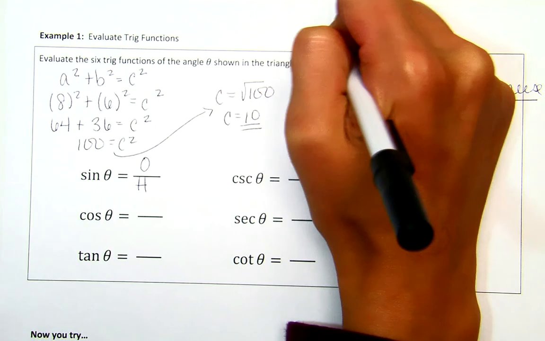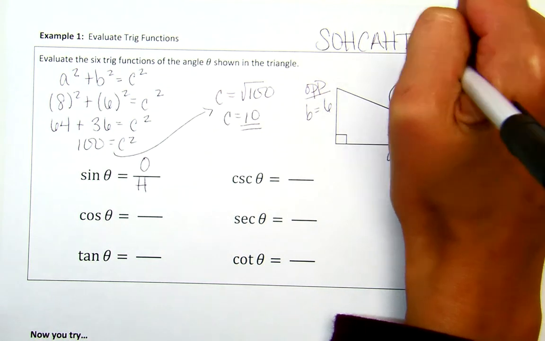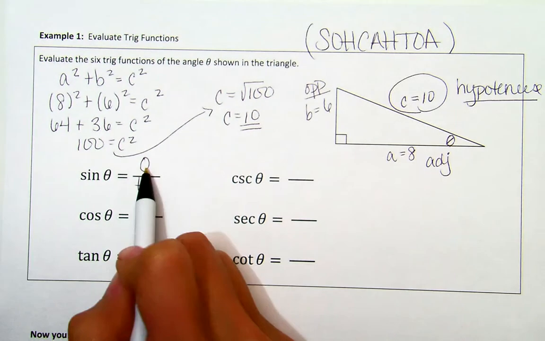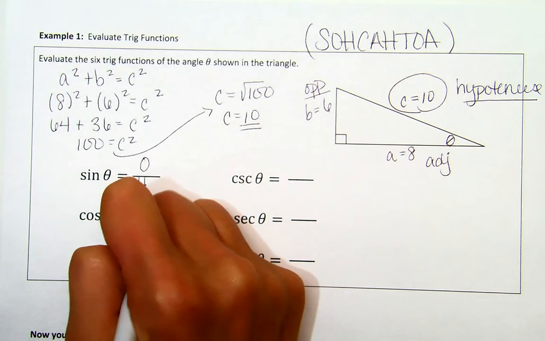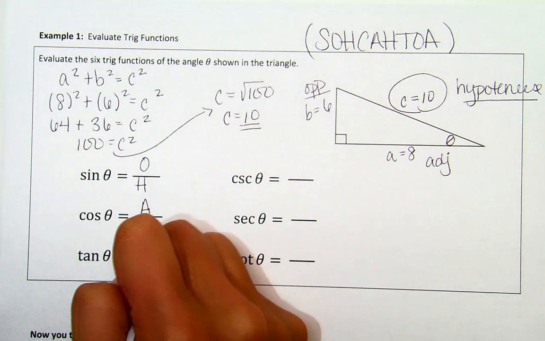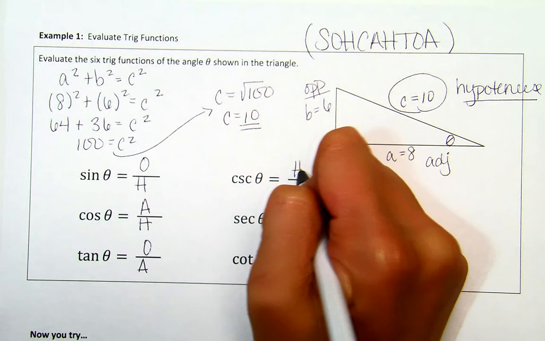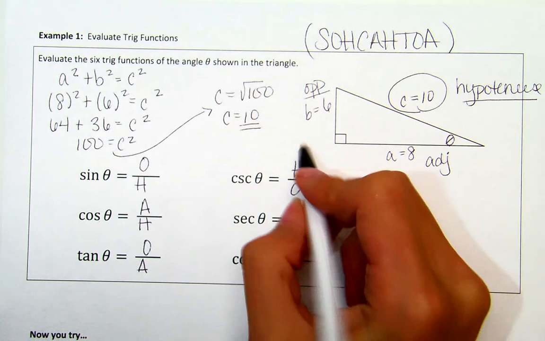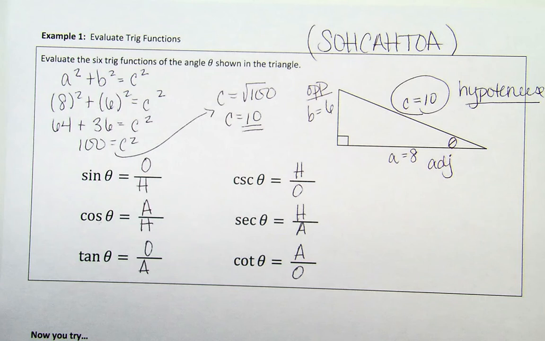I'm going to write SOHCAHTOA up at the top to kind of help me. Opposite over hypotenuse. Cosine is adjacent over hypotenuse. Tangent is opposite over adjacent. And if I go through and I just flip each of their reciprocals around, I end up with something similar to this. Now I just have to simply fill in the pieces of information that I know.